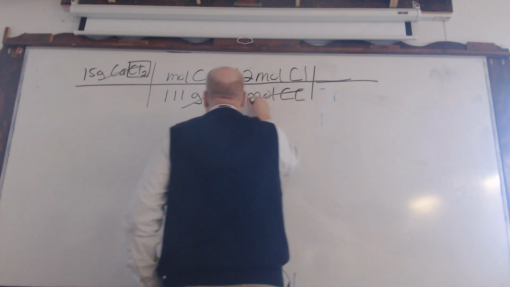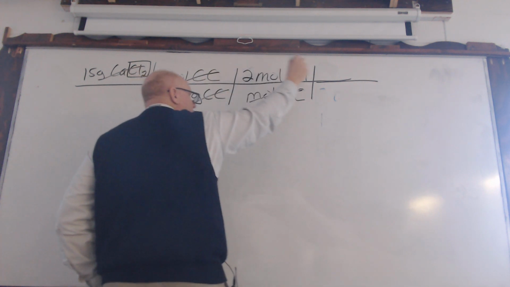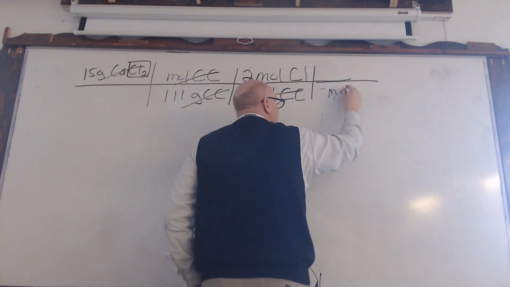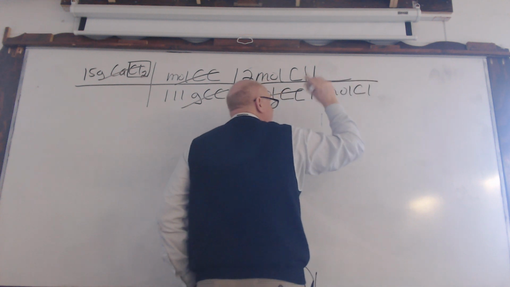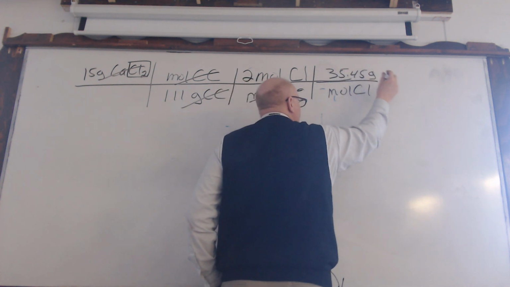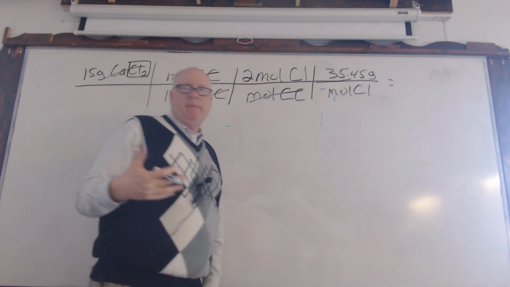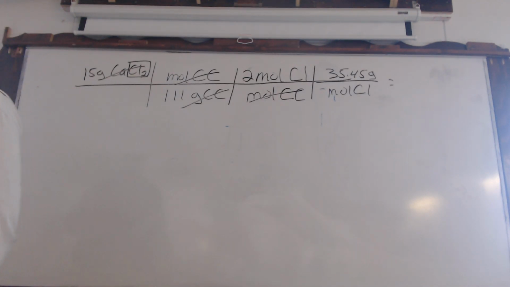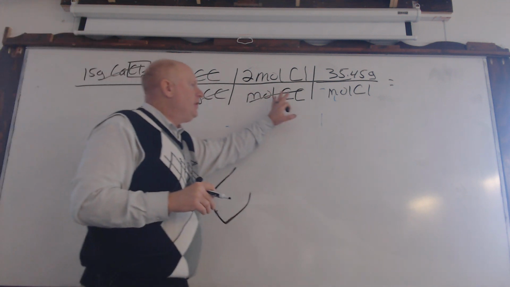So all of these have canceled. We're in moles of chlorine. So now for every mole of chlorine, we get 35.45 grams, okay? Then there's only one step further that we could have taken: what is the percentage of chlorine in 15 grams of calcium chloride, okay? Again, this is composition stoichiometry.